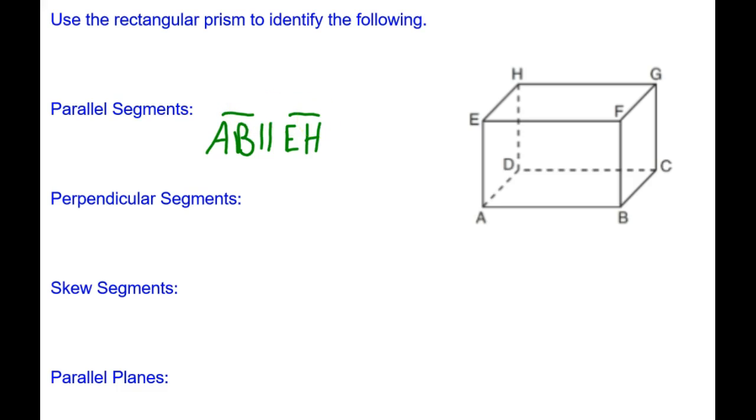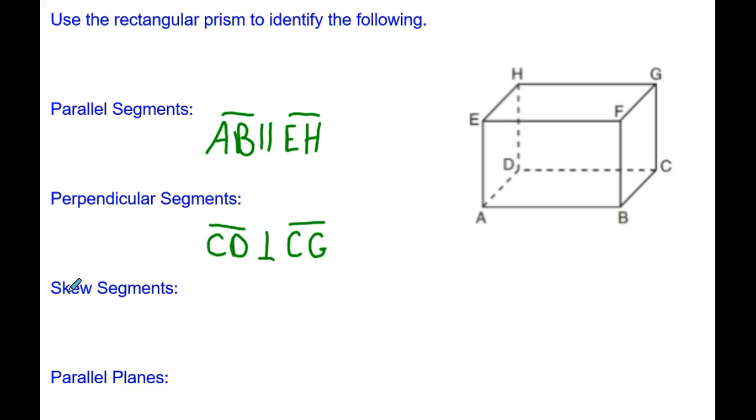Next, we want to identify perpendicular segments. Again, there would be many different possibilities we could use. We're just going to list one example. Suppose I was referring to segment CD. I know that is going to be perpendicular to segment CG because they intersect to form a right angle, because this is a rectangular prism. Again, a little talk about notation. If you see the upside down T, that means perpendicular. I did not include arrows above because we're referring to segments and not lines.